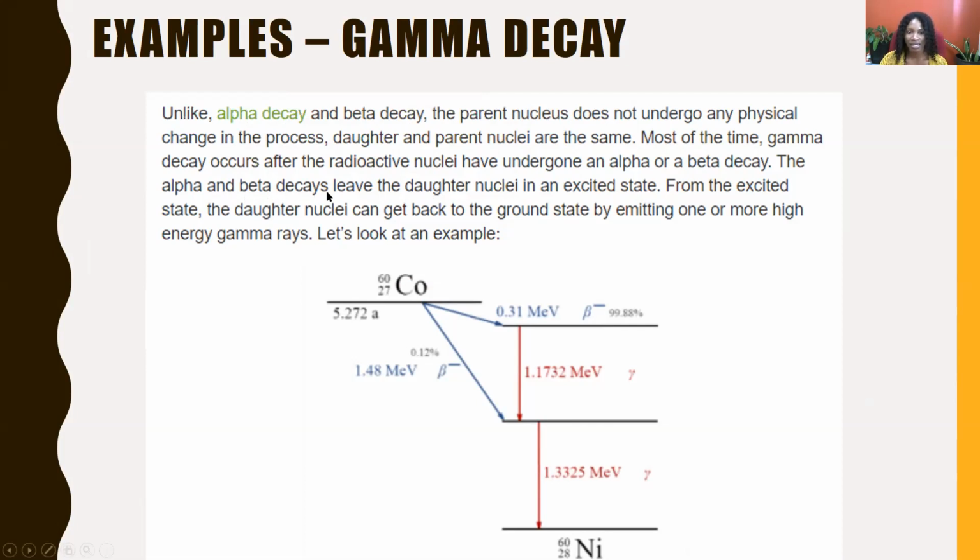So the alpha and beta decay leave the daughter nuclei in an excited state, and from the excited state, the daughter nuclei can get back to the ground state by emitting one or more energy gamma rays. So if we examine the diagram here, we'd realize that the energy levels are actually decreasing after each different type of decay to achieve a stable form.